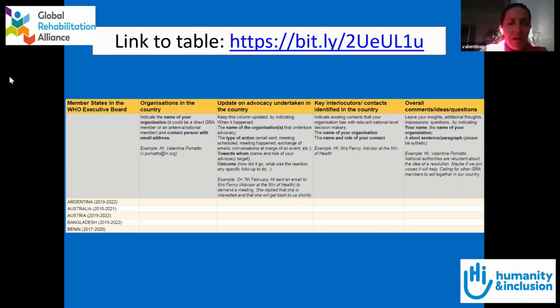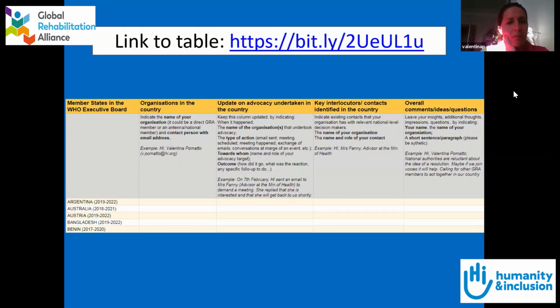As you can see, it's a very easy table. We didn't plan anything too complicated. It's structured on 5 columns. The first one is a list of all the member states that sit on the WHO Executive Board and on which, of course, we focus our advocacy. According to the country where you are based, then in column 2, you will indicate the organization in the country, but also the contact person responsible for advocacy on this topic.